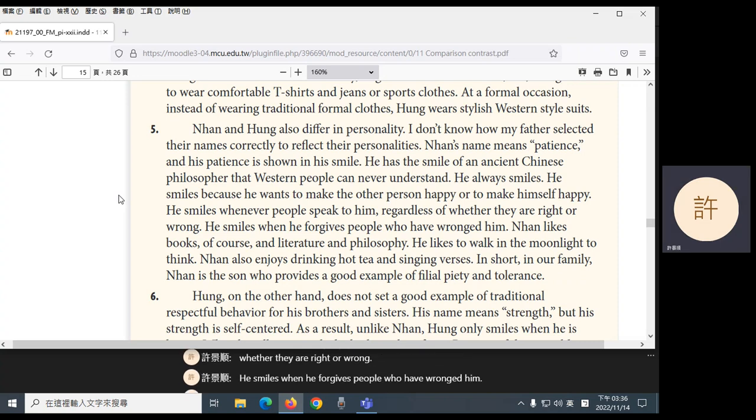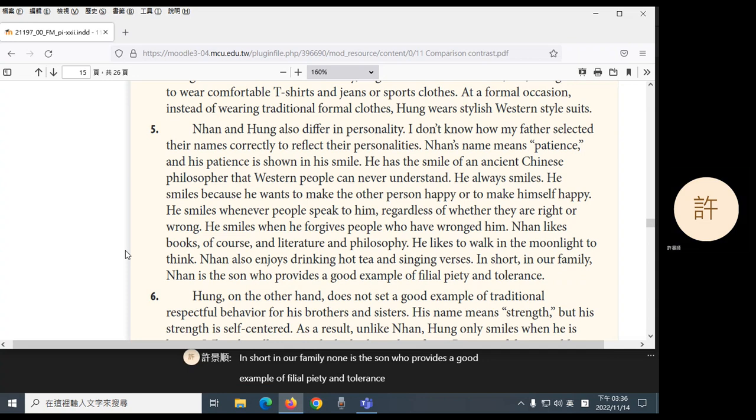"Nan likes books, of course, and literature and philosophy. He likes to walk in the moonlight to think. Nan also enjoys drinking hot tea and singing verses. In short, in our family, Nan is the son who provides a good example of filial piety and tolerance." Filial piety is 孝道.